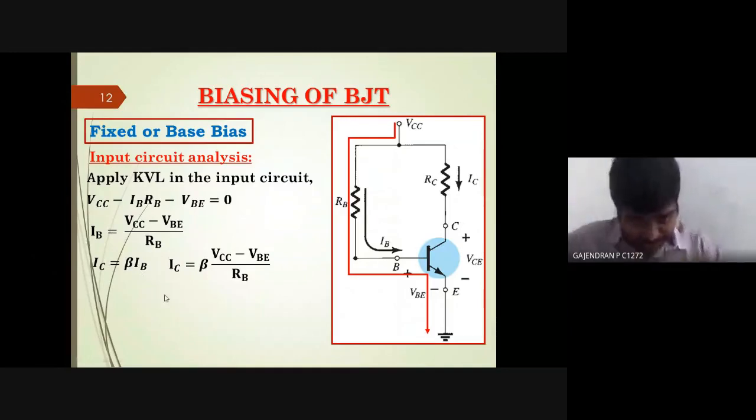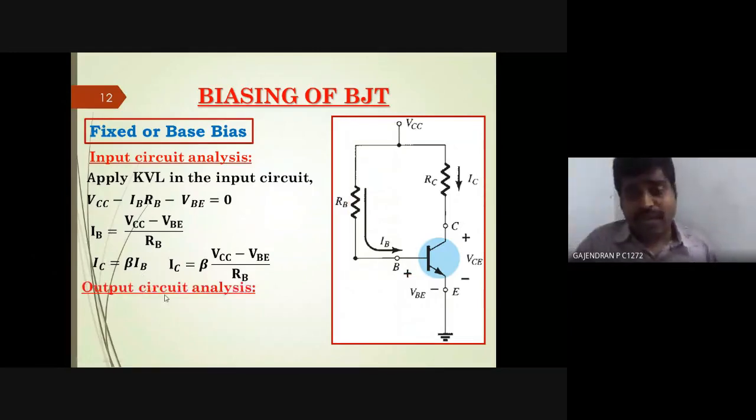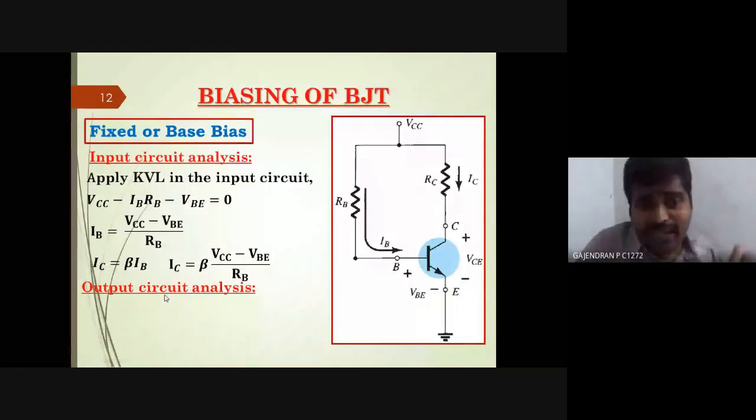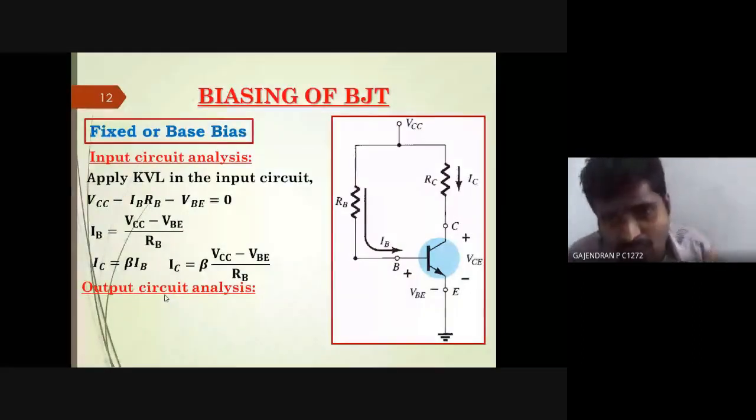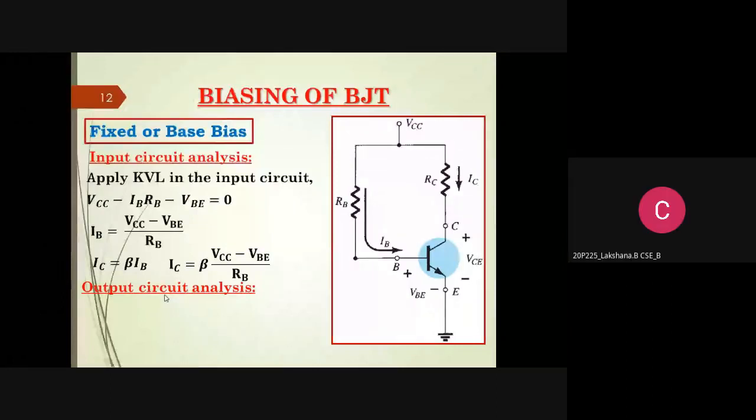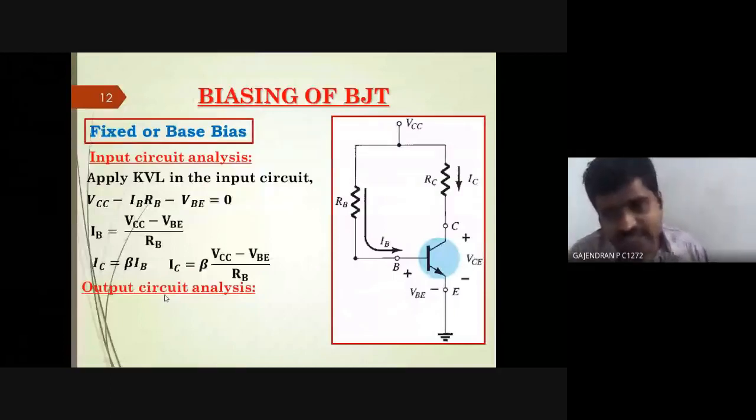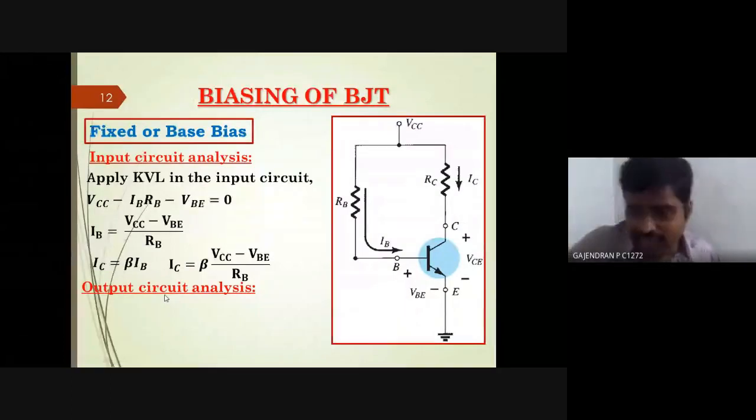Okay. Now, output circuit analysis. Can anyone guess from your side what we need to do and what is the current path and what law we need to apply? Can anyone tell me the path of your output circuit, please? VCC, RC, then VCE, then ground.